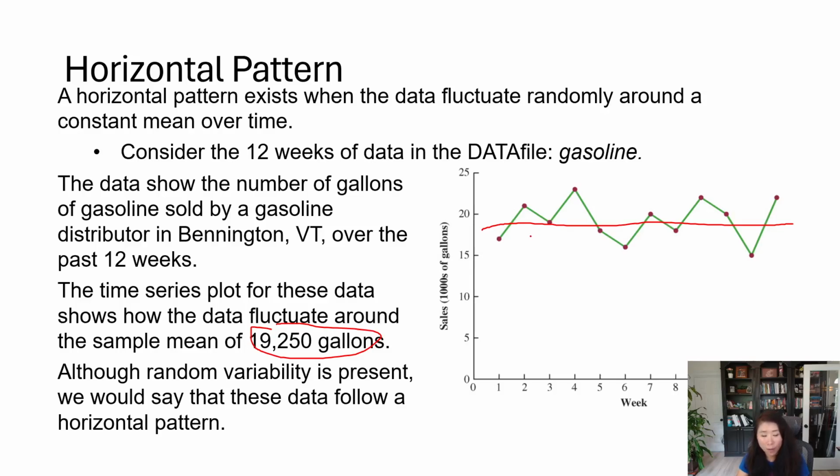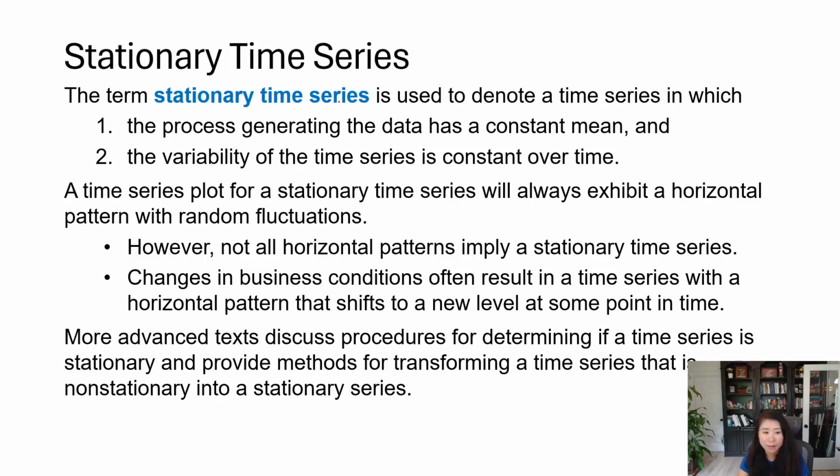Again, when you plot any time series data, you will rarely see a straight line. If you are dealing with real world data, you're always going to see this kind of fluctuation. If you can see the data is evenly distributed around a horizontal line, we call it a horizontal pattern. Okay, how about the other patterns? Before we move on, it is called a stationary time series.